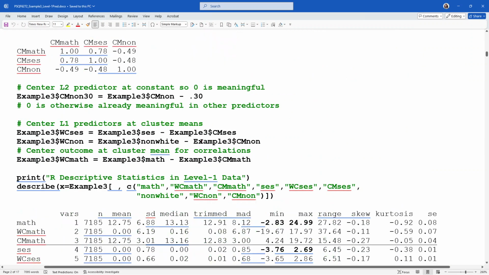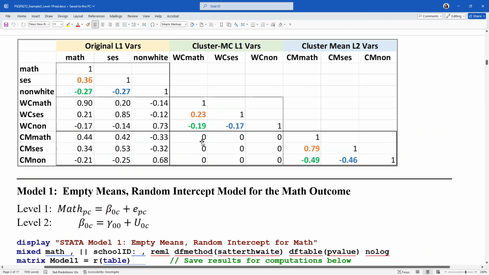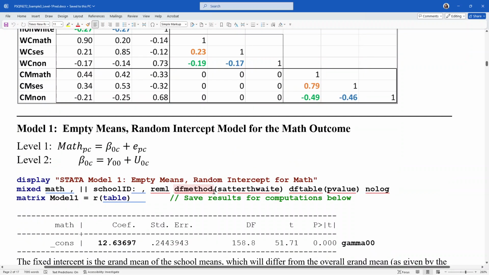So the main thing that I had wanted you to take away is that if you just print a bivariate Pearson correlation matrix among your variables as one normally would in a typical regression type model, those correlations are smushed, because they represent the relationships among the level 1 within cluster components of the variables, smushed with the level 2 between cluster components as well. So you would want to report level-specific correlations if at all possible.